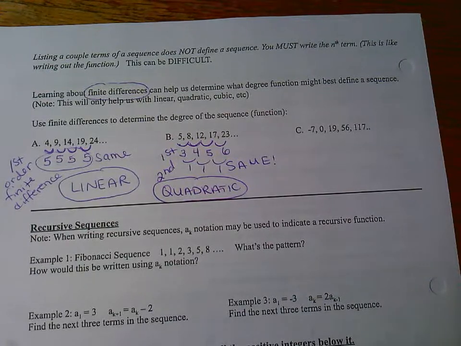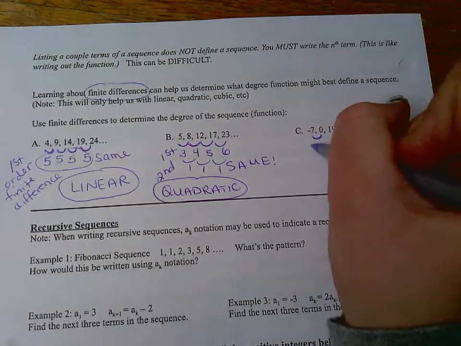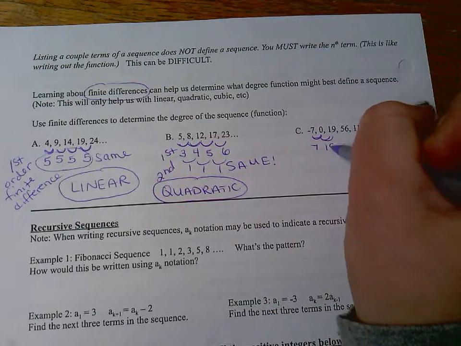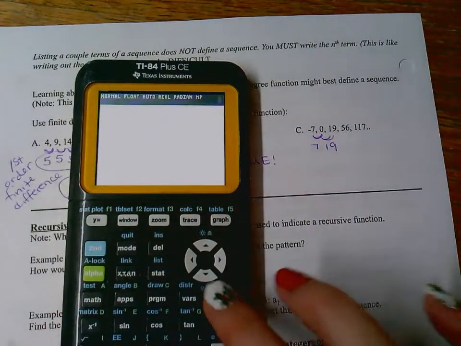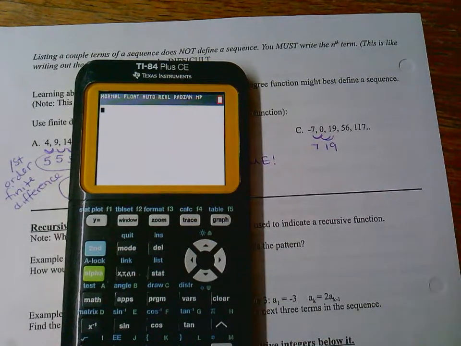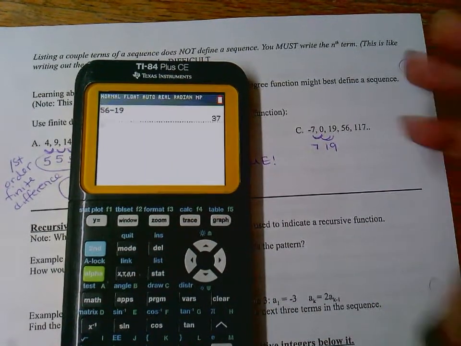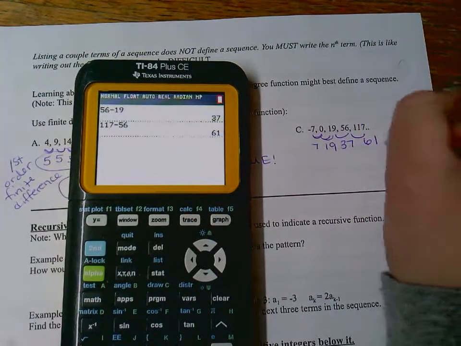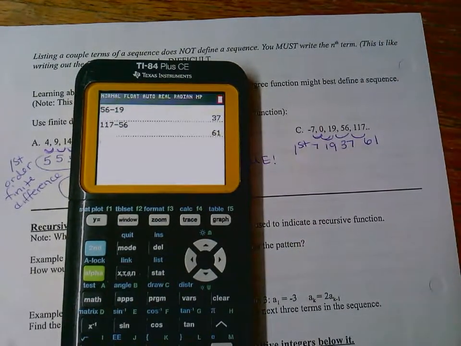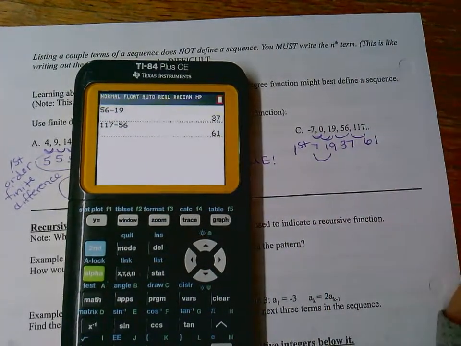Can you predict? So this is going up by 7, up by 19. See, I don't want to make a mistake here. So, oops, my battery's running low. 56 minus 19 is 37. 117 minus 56 is 61. Did that come out the same? Nope.